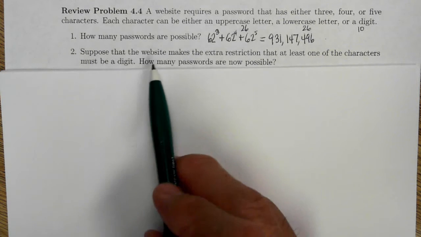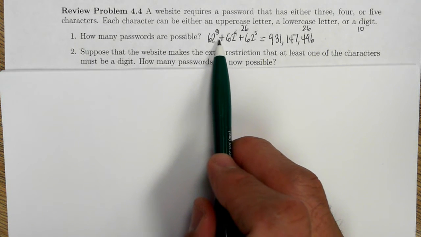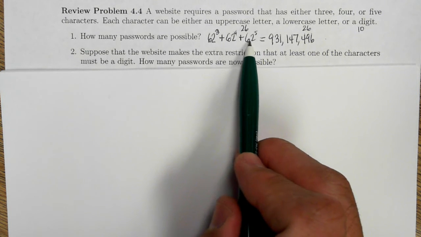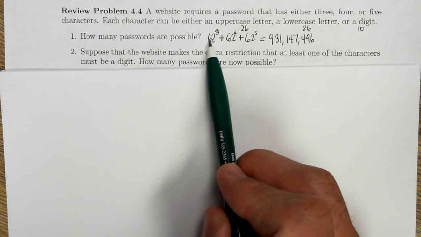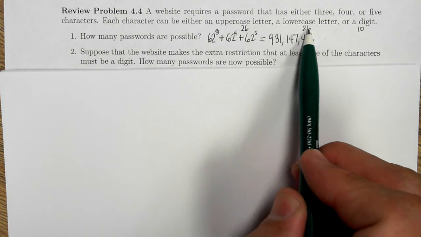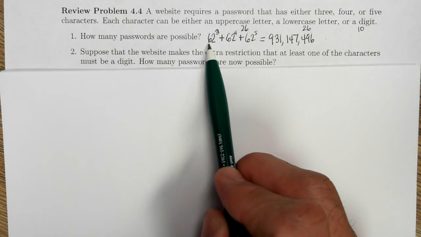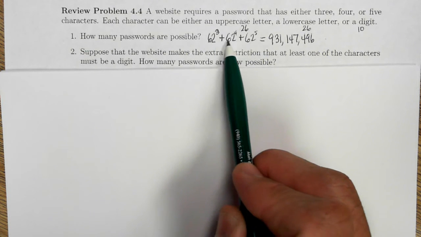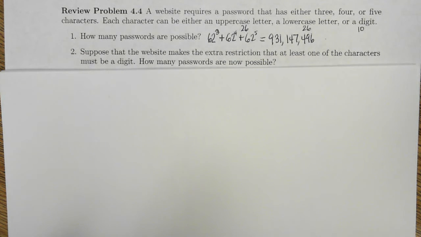All right, now before I move on to part 2, I'll mention again, this is use of the sum rule twice and the product rule once, basically. We figured out that each character, there's 62 possibilities, by adding up 26, 26, and 10. We multiplied 62 by itself in order to figure out the number of possible passwords, and then I added these 3 things up because there are 3 possible lengths of the passwords. So our answer is 931,147,496.